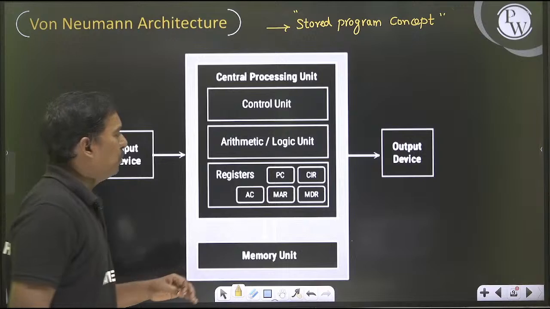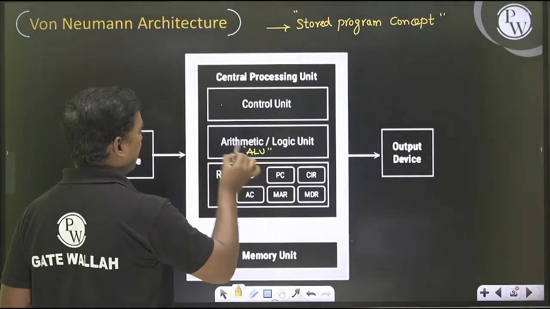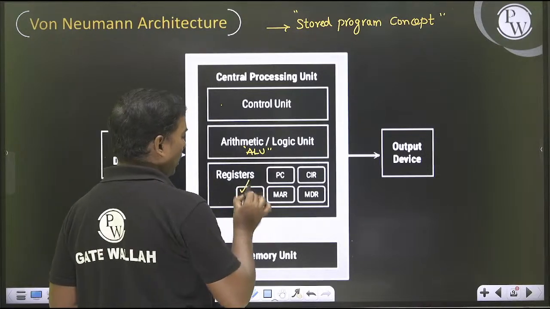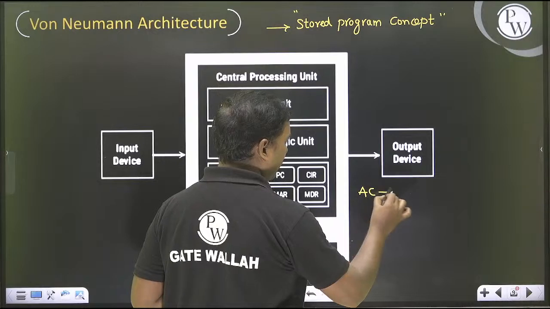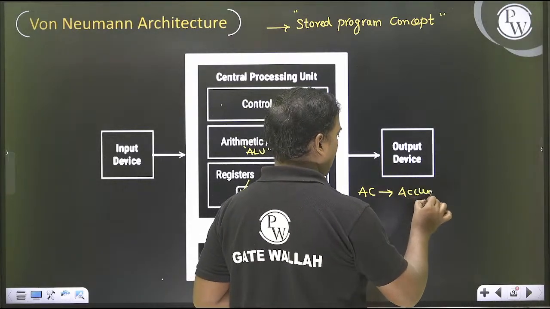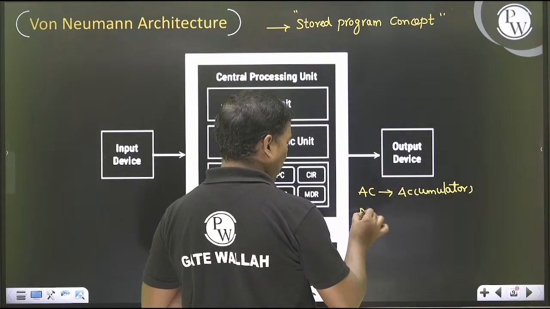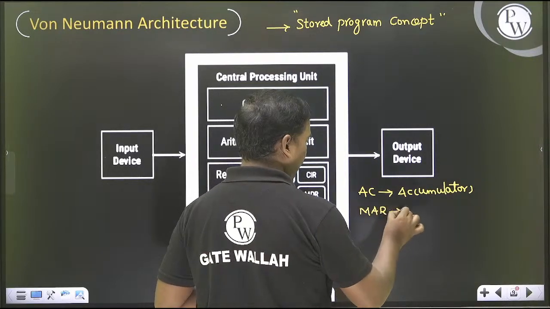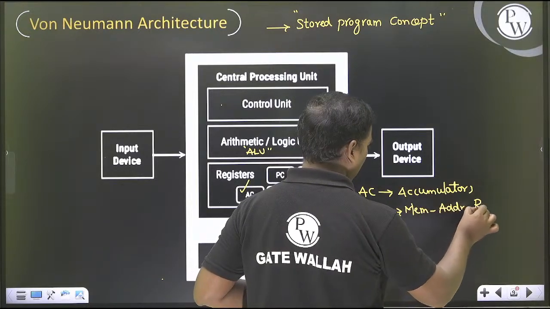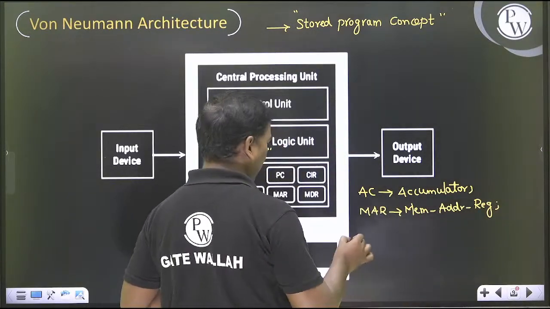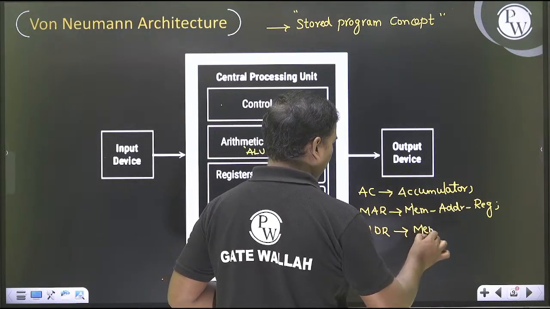Generally every CPU will have a control unit, an arithmetic logic unit and a set of registers. The registers are like accumulator, these are the basic registers. AC stands for accumulator. Next, MAR stands for memory address register. Next, MDR stands for memory data register.